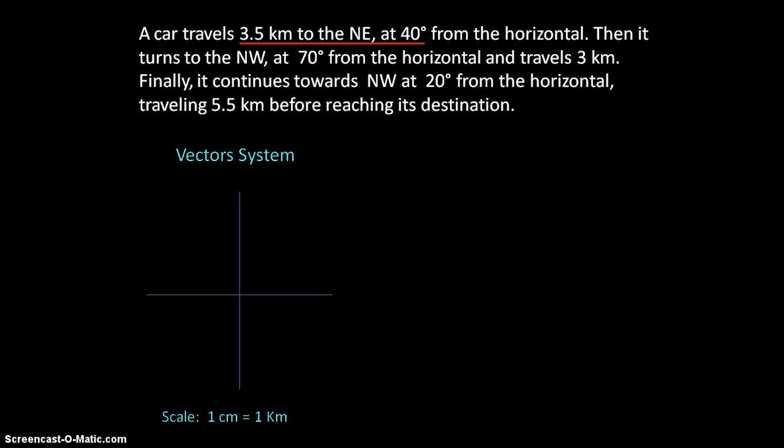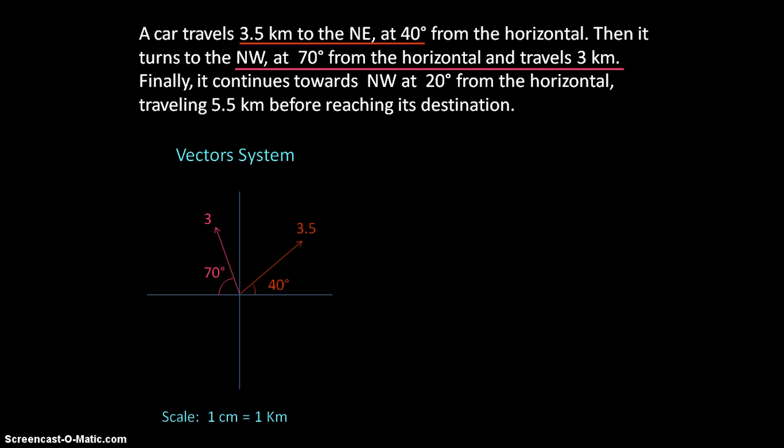So the first vector is 3.5 kilometers, that's the magnitude. Then we have the sense, the northeast, and we have the direction, 40 degrees. Okay, magnitude, sense, direction. So we will represent it in the plane. So this is the direction and this is the magnitude. Then we have to identify the second vector. The second vector is in the northwest, direction 70 degrees, and magnitude 3 kilometers. So this is the vector.